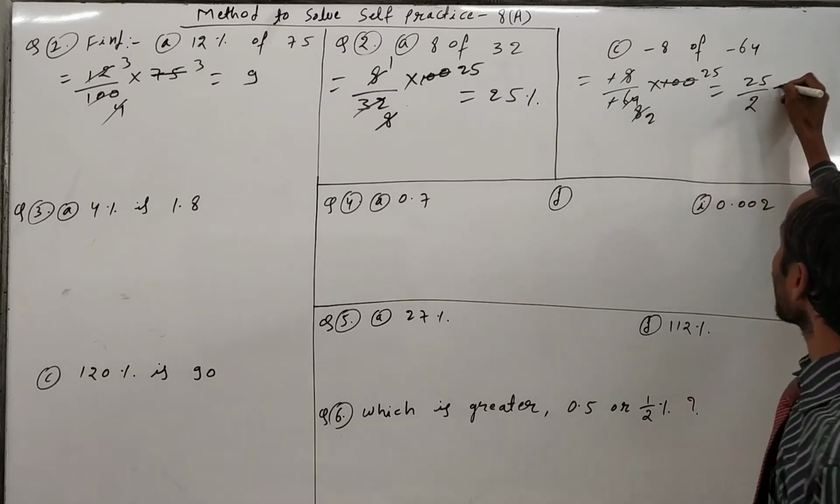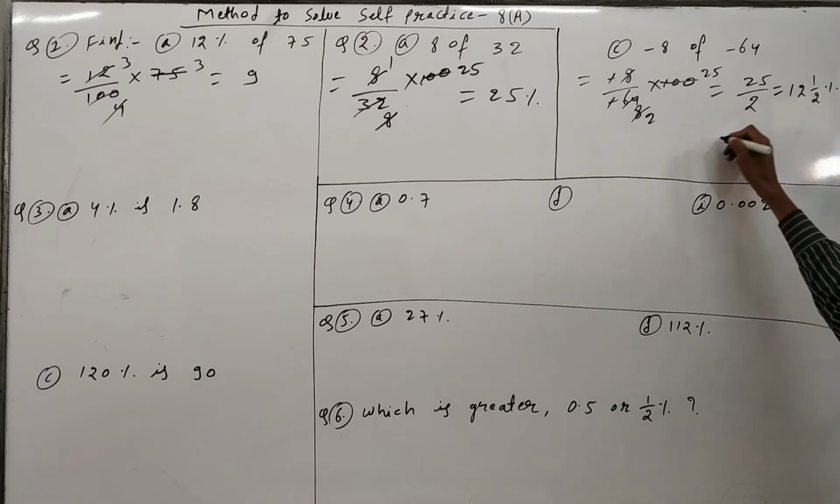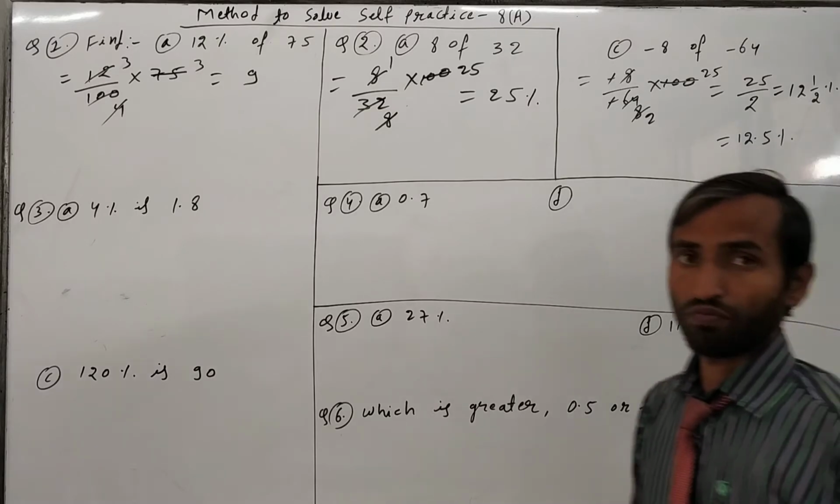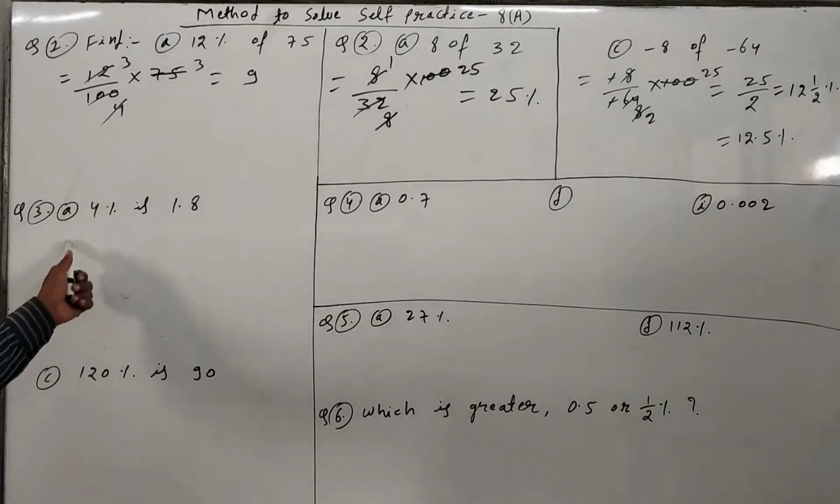Now you can convert it to a mixed fraction, 12 1 upon 2%. Like that. Or you can convert it to decimal also, then it will come 12.5%. Okay, this is the final answer. Now we have to solve question number 3.